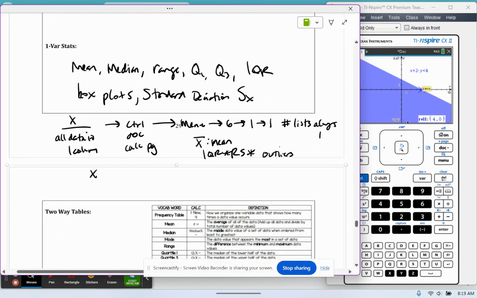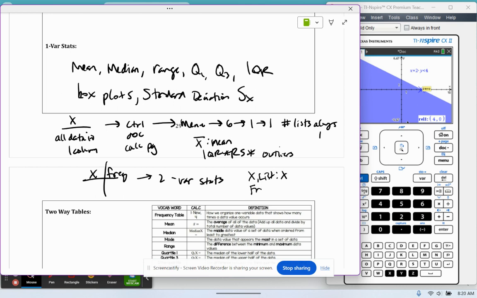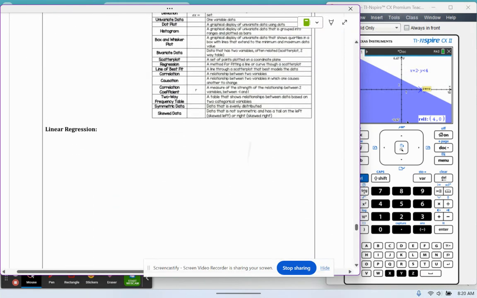Two var stats are for a frequency list when you have X and frequency. That's when you calculate the one variable statistics for two variables at the same time. Your X1 list is X, and your frequency list is frequency. Okay. All right.